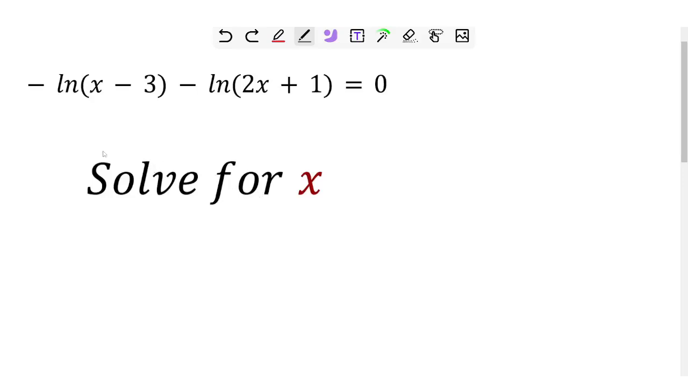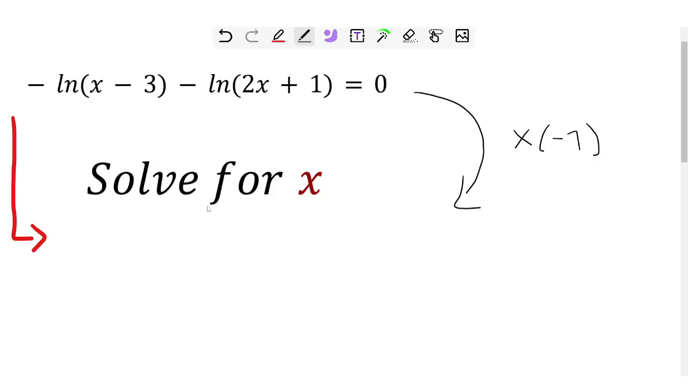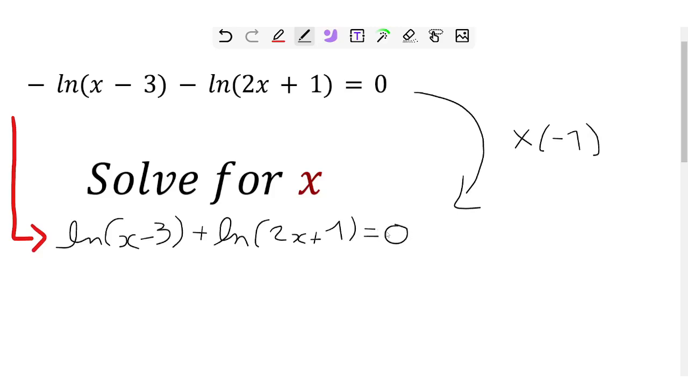Hello everyone, today I'm going to be solving this natural logarithmic equation for all possible values of x. I'm going to start off by rewriting this expression by multiplying both sides by -1. So on the left-hand side, we'll just have ln of (x - 3) plus the natural log of (2x + 1) is equal to 0.